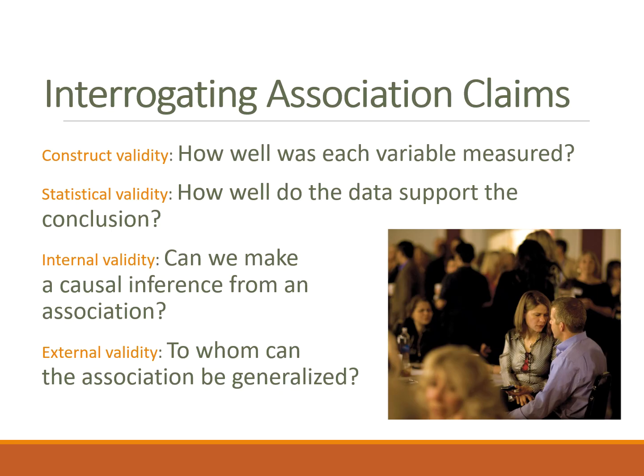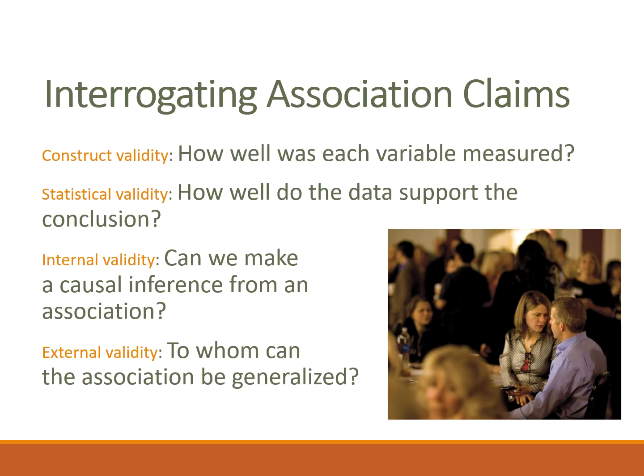So internal validity is, can we make a causal inference from that association? Remember, if we're making a causal claim, one causes the other, we need to control the order and we need to eliminate any other variables. Otherwise, it's not a causal claim, it's a correlational claim. We're finding a relationship, but we're not making that claim of causation. And finally, at the end of the study, we have to ask, to whom can this association be generalized?